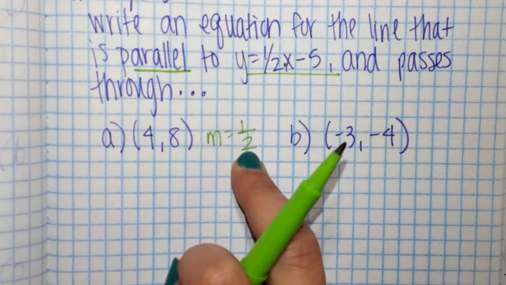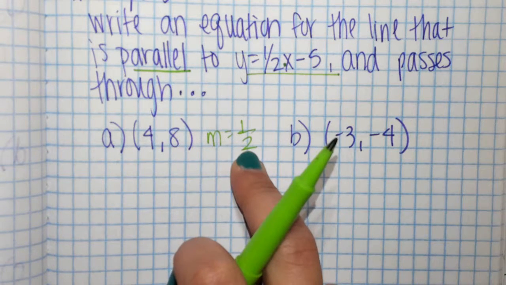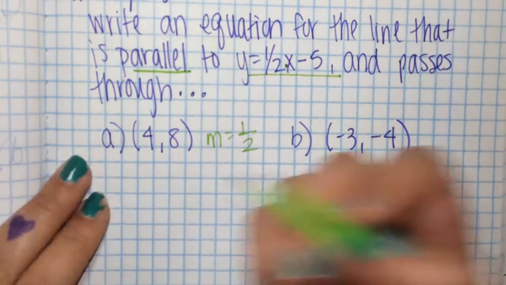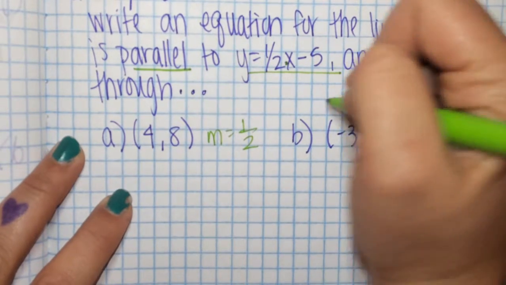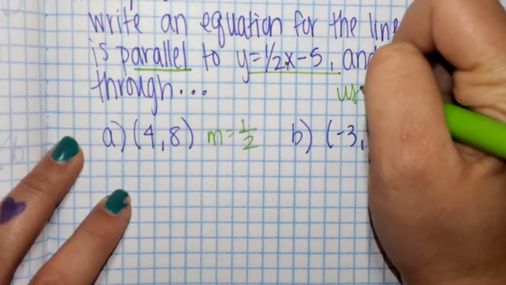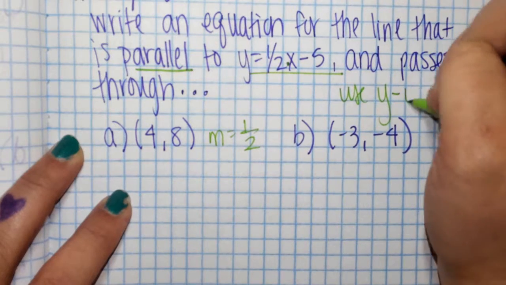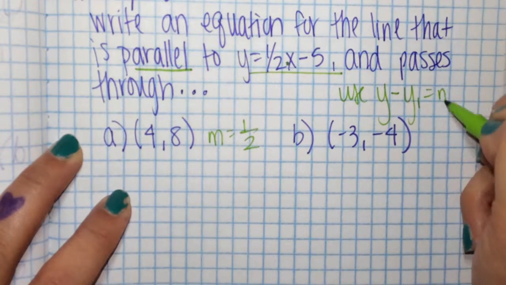Now, I'm given a point. I'm given a slope. What form am I going to write this in? Slope form. Look at you go. Take a point. What is point and slope form? y minus 1 equals m.